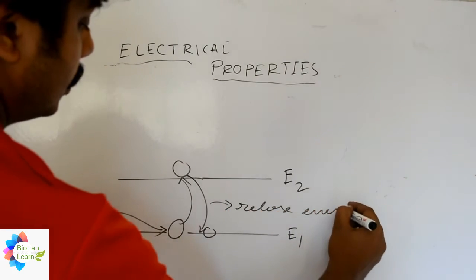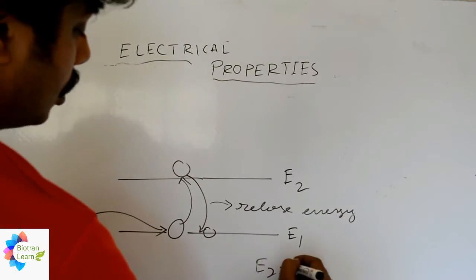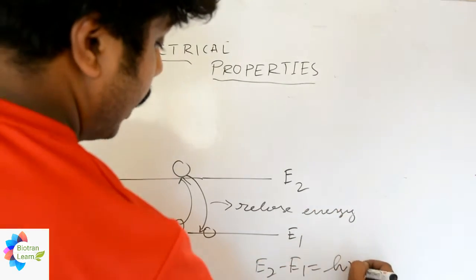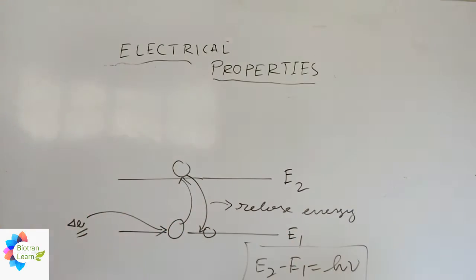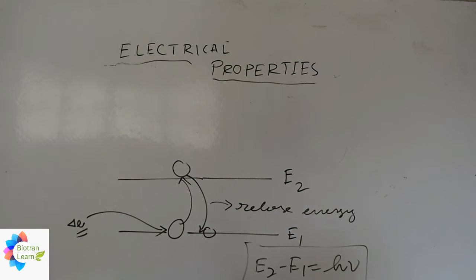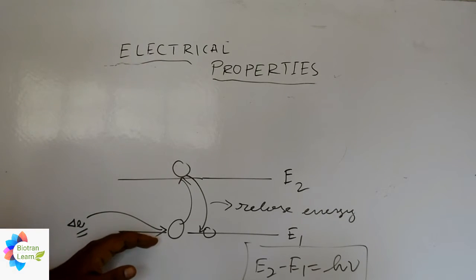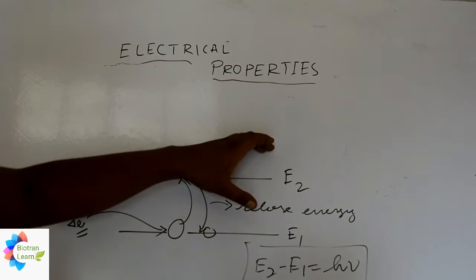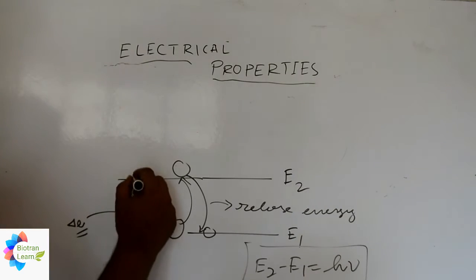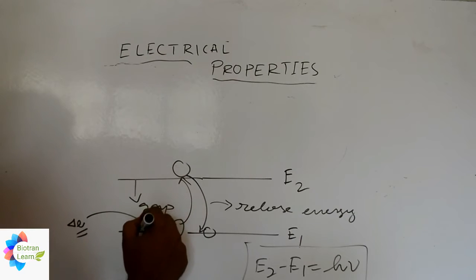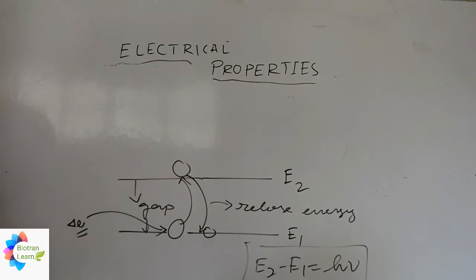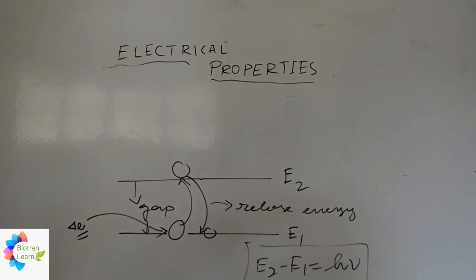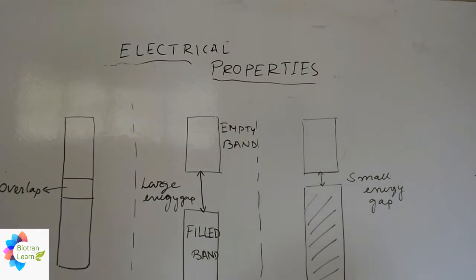And we know that E2 minus E1, that energy in case of light becomes h nu according to Einstein's theory, right? Then suppose this one is the normal band and this one is the conduction band. So there's a gap between these two bands, right? What kind of bands, what kind of gaps? Then we will watch it. Now let's understand how these bands actually work.